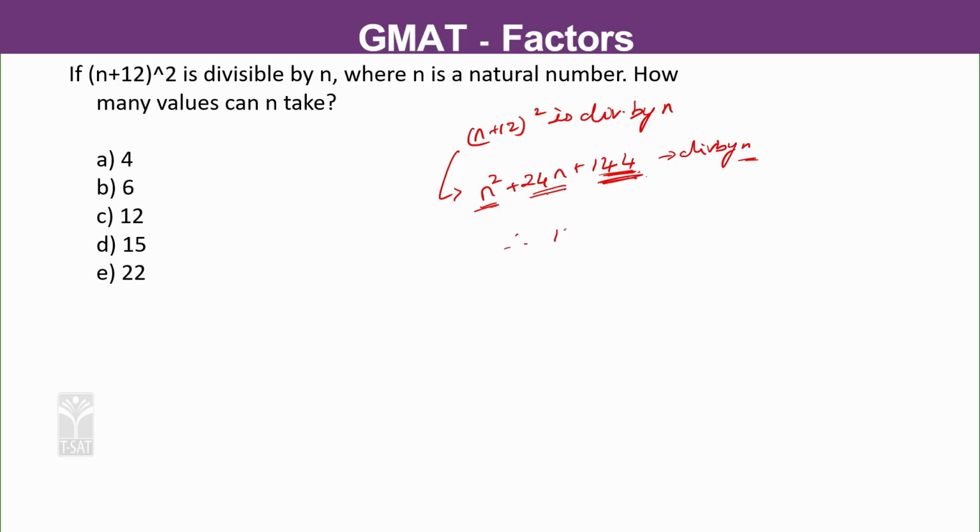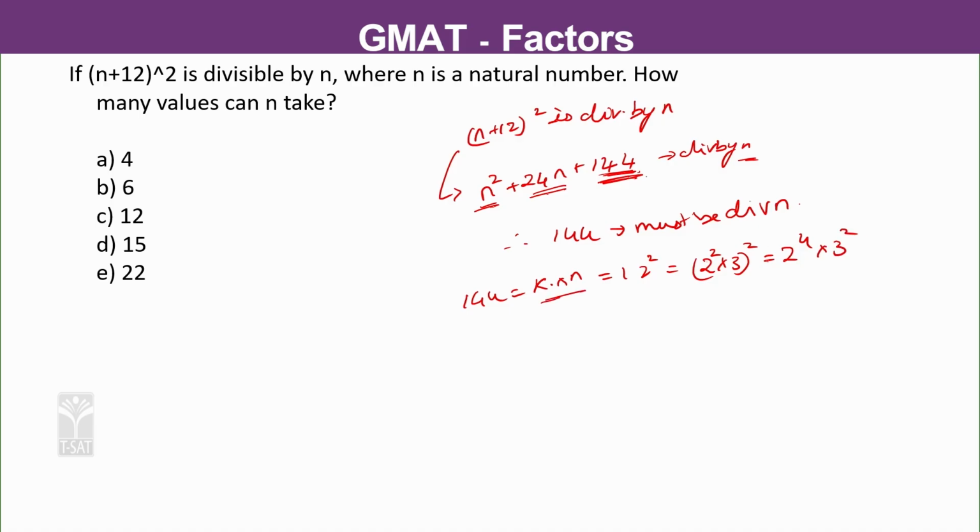Therefore, 144 must be divisible by n. That is 144 is equal to some k into n. 144 is nothing but 12 square, which is 4 into 3, that is 2 square into 3, whole square, which is equal to 2 to the power of 4 into 3 square.